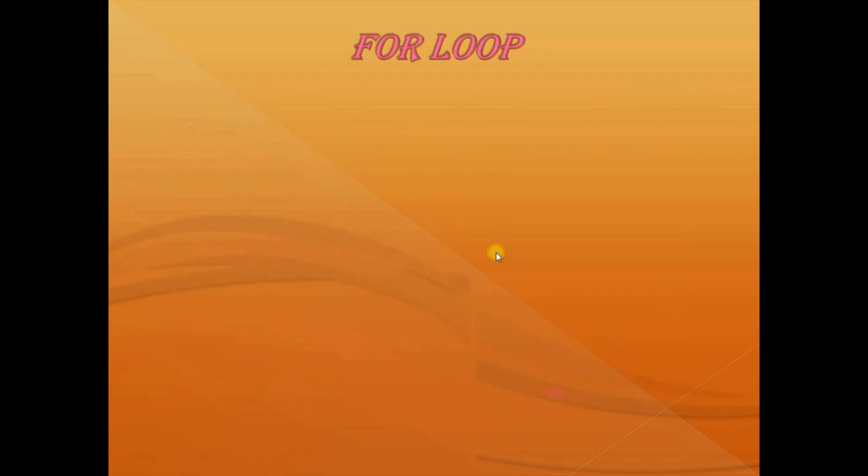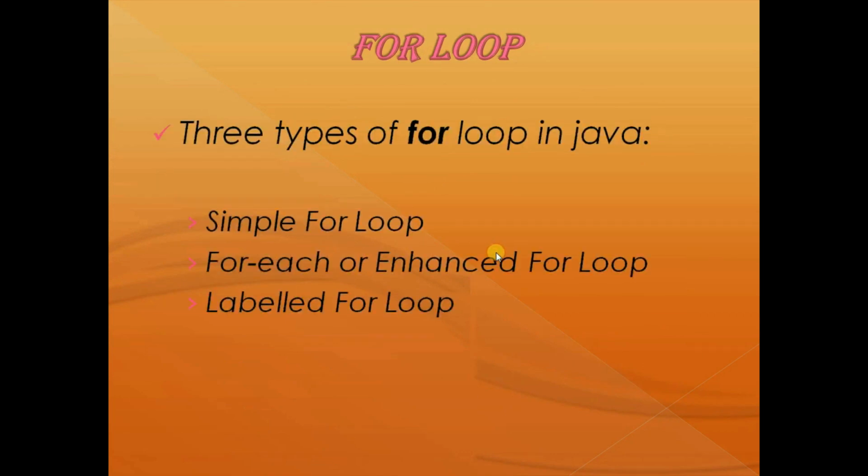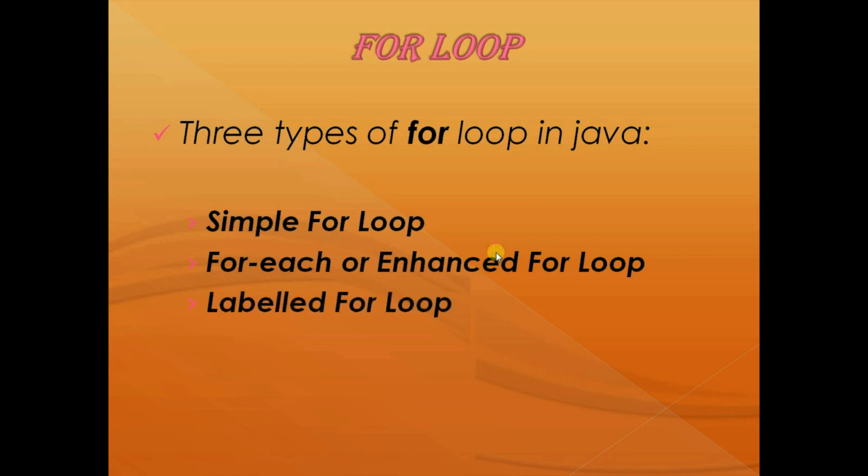So what kind of for loops are there in Java? There are three types of for loop. First one is simple for loop. Second one is for each or enhanced for loop. And third one is labeled for loop. So first of all, we will discuss simple for loop.